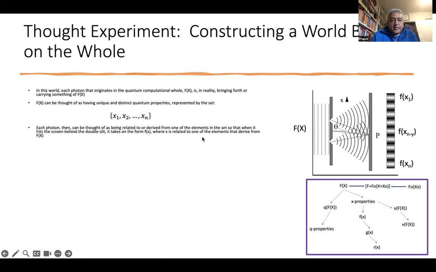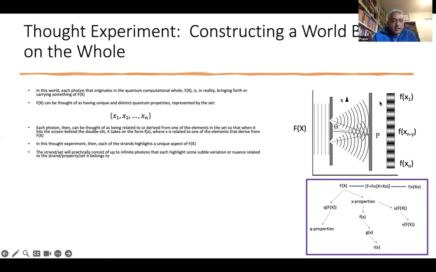So each of the photons is related to x1 through xn, and it takes on the form Fx as rendered over here on the screen of the double-slit experiment. So in this thought experiment, each of the strands highlights a unique aspect of Fx, and each strand comprises similar photons, but yet each photon is different in that there's a subtle variation or nuance that shows up in the fact that it takes on a different position within the strand.